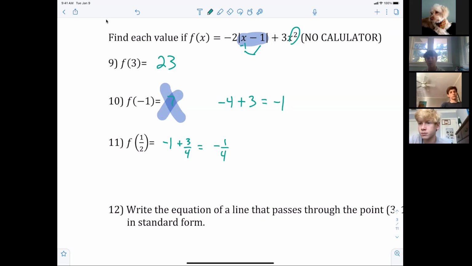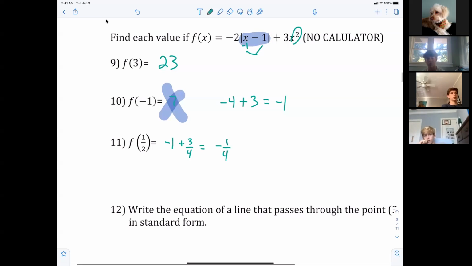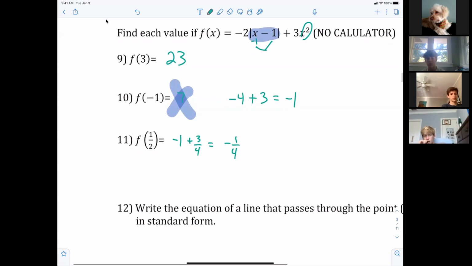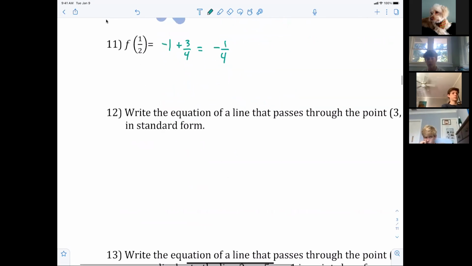Seriously, everybody should be able to do that. And all kidding aside, if you're having trouble with that, let's figure it out. I really don't want you using a calculator on that. Anybody have any issues with those three? Everybody's good? All right, here we go.